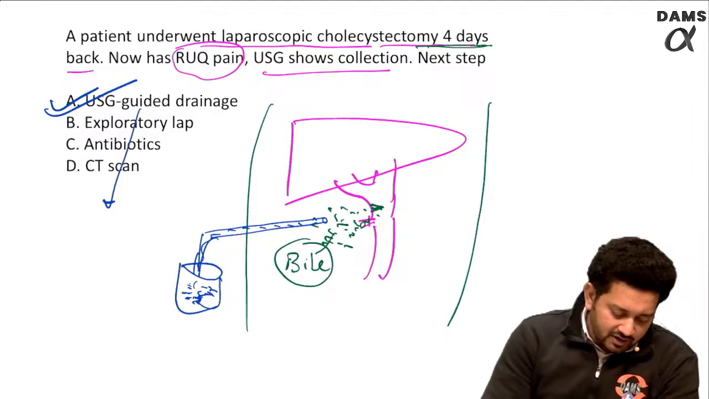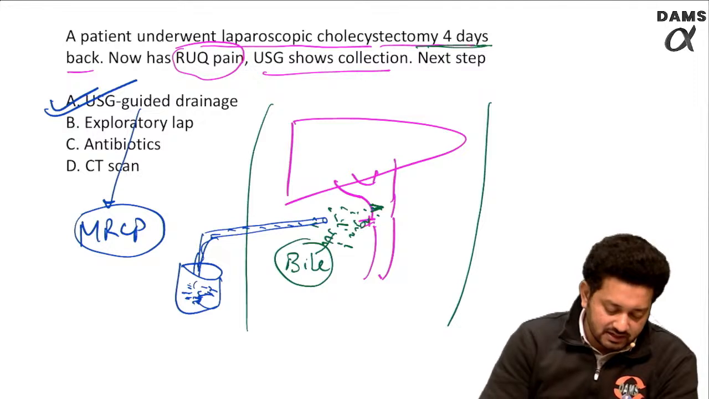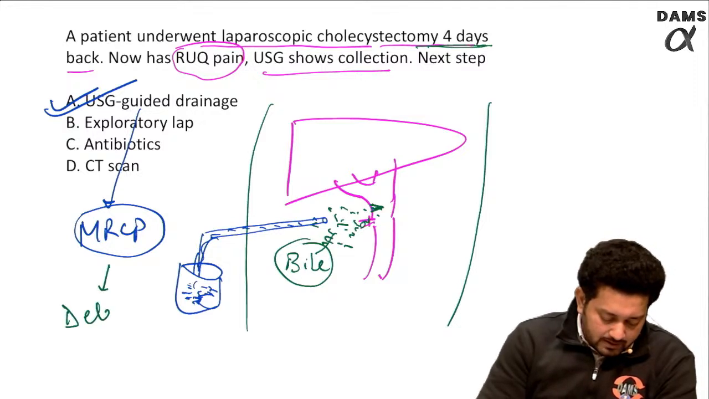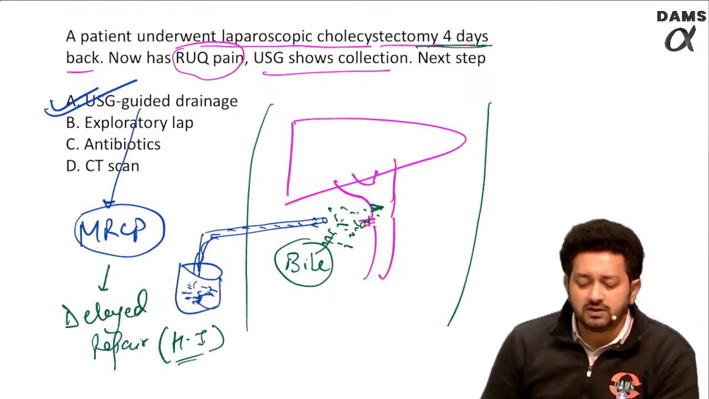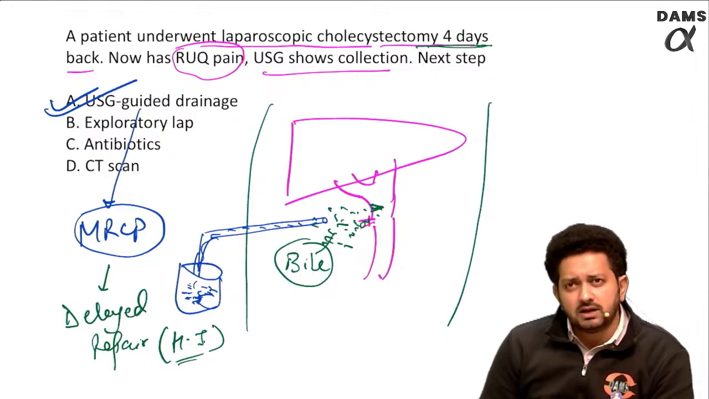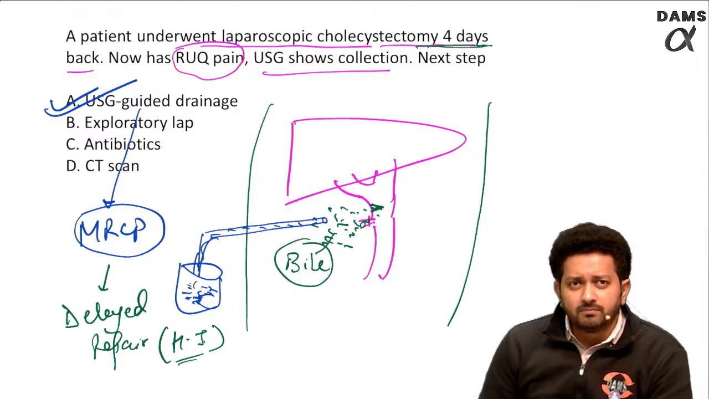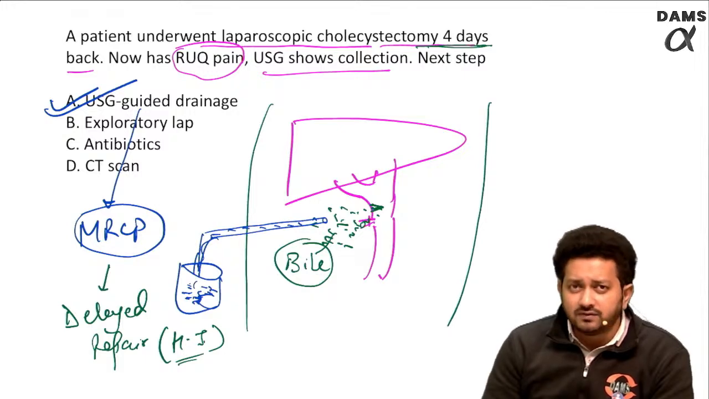After that, you get the MRCP to see where the injury is and what the extent of the injury is, and after that do a delayed repair in the form of hepaticojejunostomy. Only if the injury is a Strasberg A type of injury, where the bile is coming from the cystic duct, in those cases you can do ERCP and stenting, and mostly the bile stops coming. But apart from that, any major duct injury needs hepaticojejunostomy, which you will do later on. So the answer is ultrasound guided percutaneous drainage of the collection.